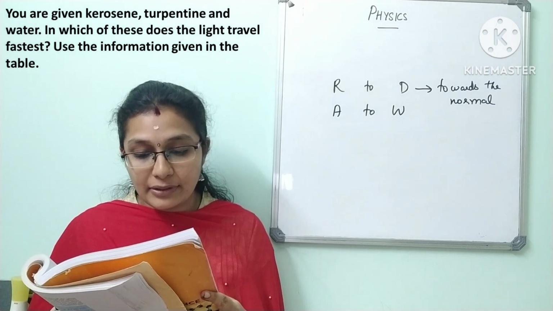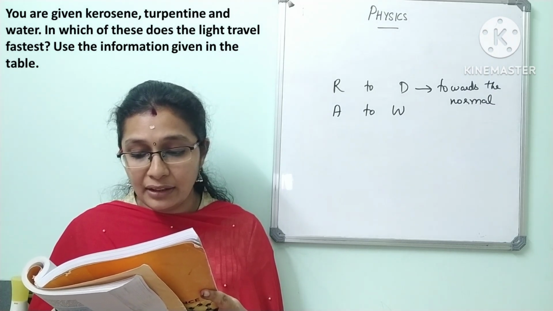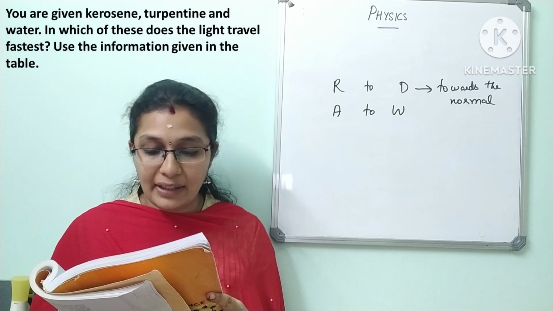Next question is also based on the tabular column. You are given kerosene, turpentine and water. In which of these does the light travel fastest?